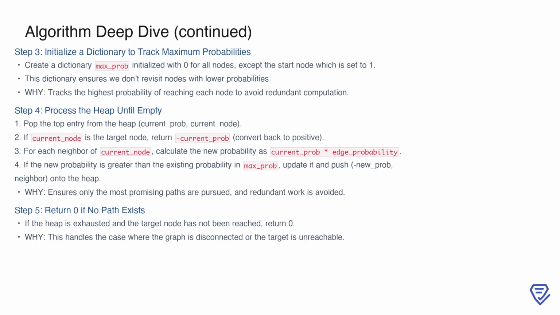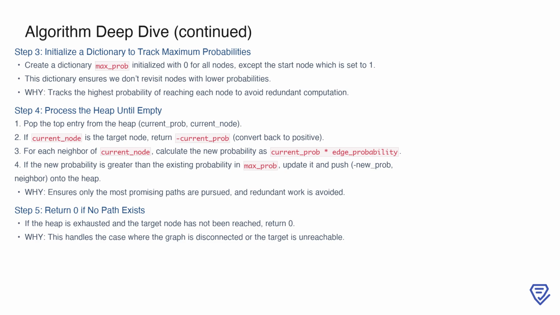Now, we need to track the highest probability of reaching each node during our traversal. For this, we use a dictionary called max_prob, where the keys are the nodes and the values are their respective maximum probabilities. Initially, all nodes are set to 0, except for the start node, which is set to 1, since we begin there with full certainty. This dictionary helps us avoid revisiting nodes with lower probabilities, saving computational effort.